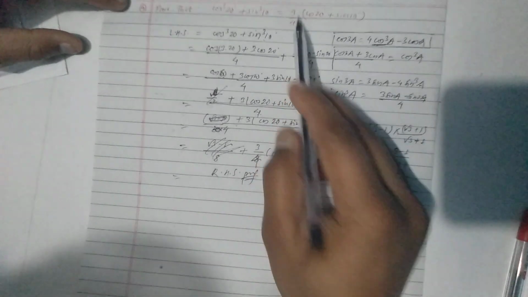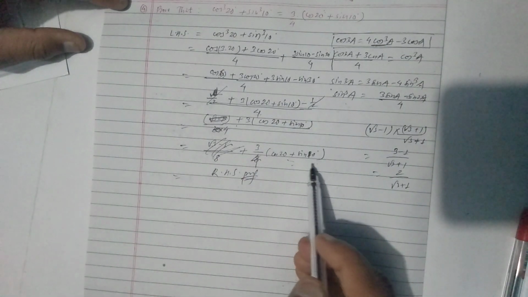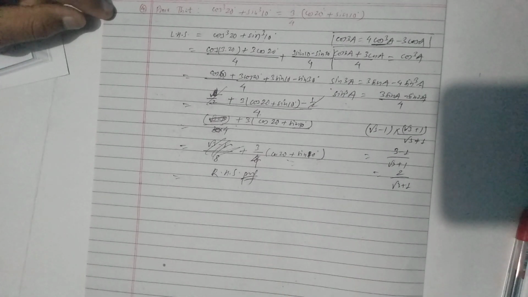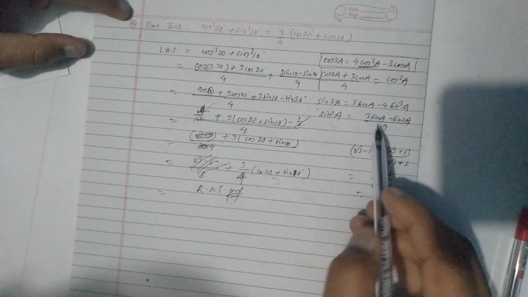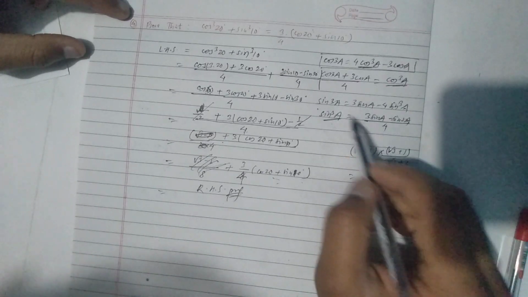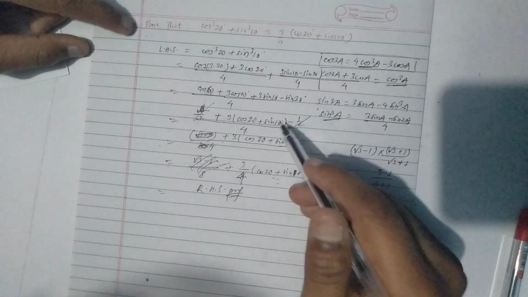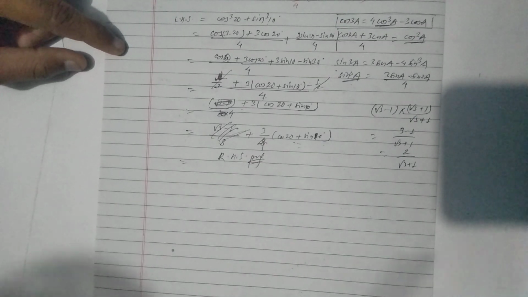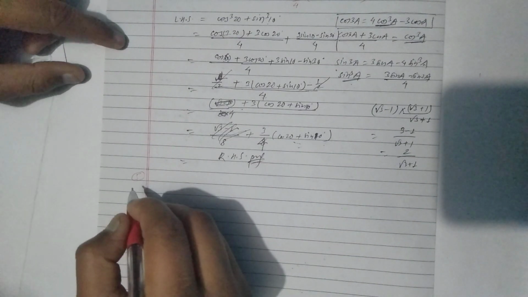See here, 3 by 4 (cos 20 plus sin 10). Hence in this way we can prove this question very easily, but we have to just apply the formula of cos cube a and sin cube a. Applying these 2 formulas we can easily prove this. So hope you understand. Now let's do the next question.